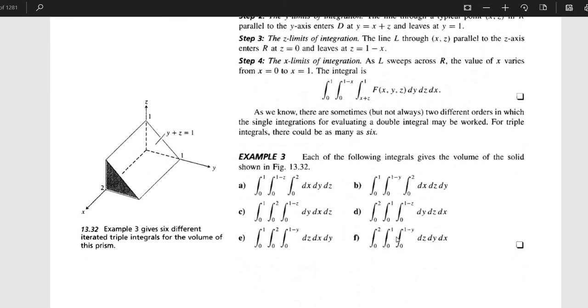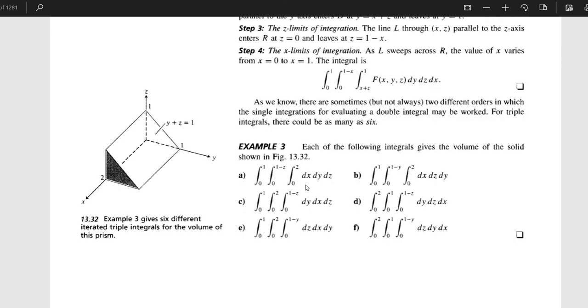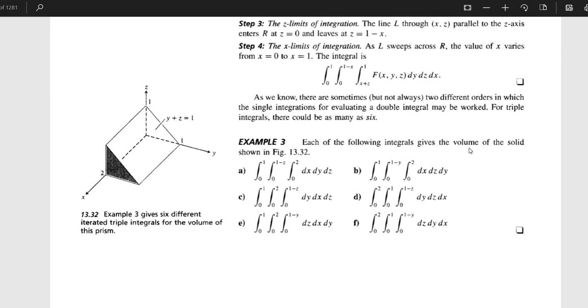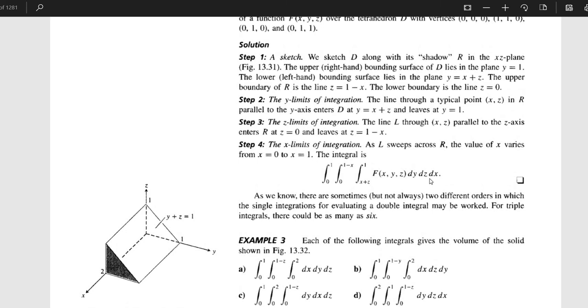Right? Similarly, do the same problem in another way also. We have to do the same problem.